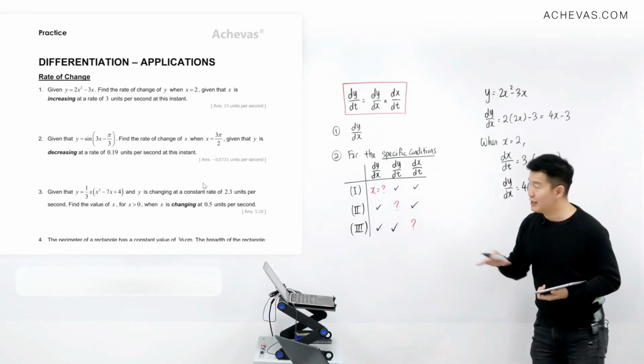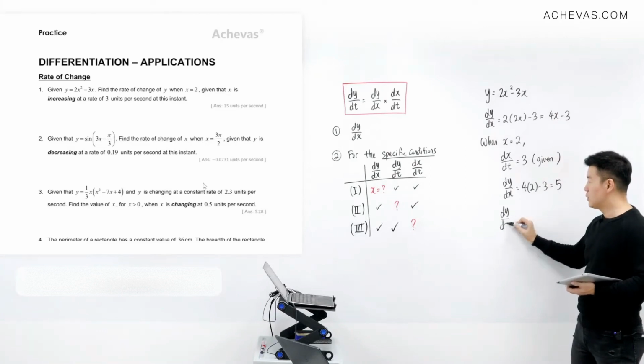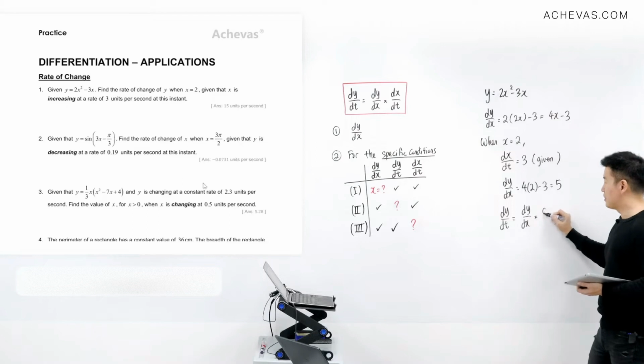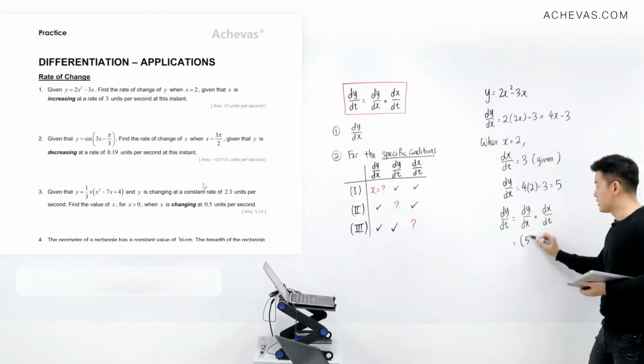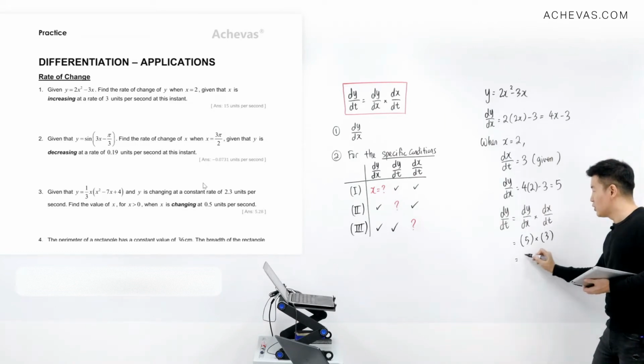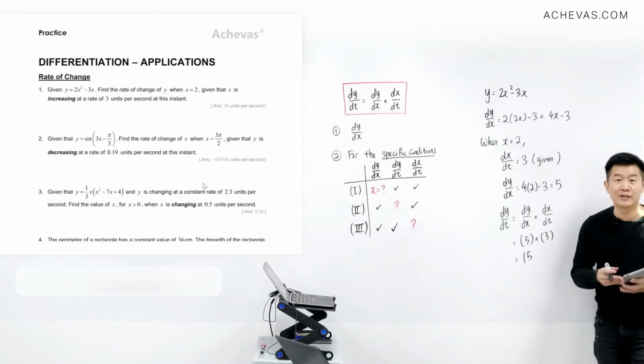And now we are ready to find dy dt. So I'm going to quote the rate of change equation. dy dt is equal to dy dx multiplied by dx dt. So dy dx here is equal to 5 times dx dt. This is given to us as 3. So dy dt, the rate of change of y for this case, is 15.